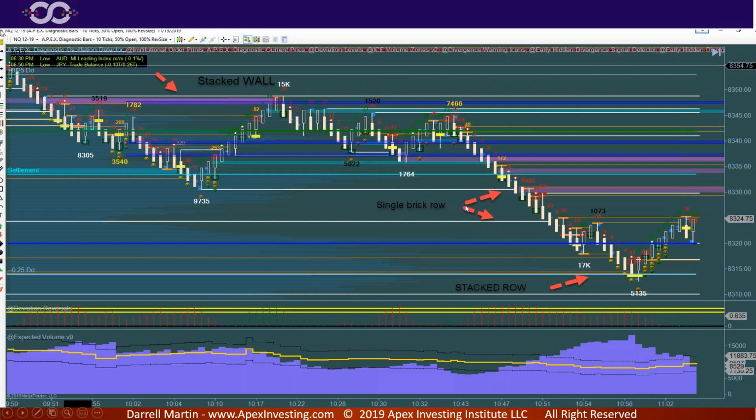So let's look at some of this. You know, single brick. Some magnet right there. Went right through it. Okay? Stacked row. You got two paws, and you got a 0.25 dev, and you have a cluster. There's a stack.